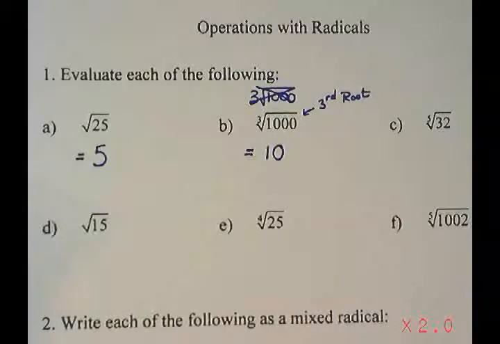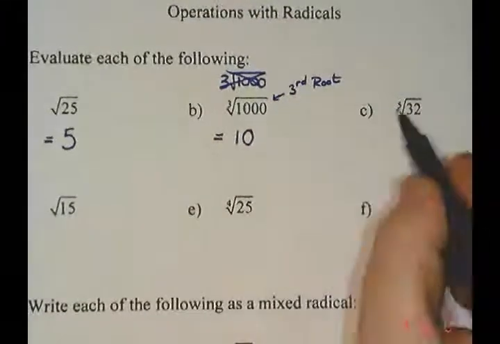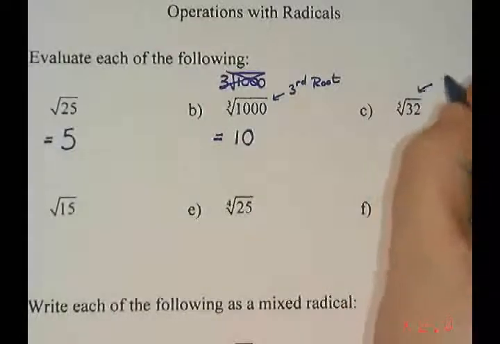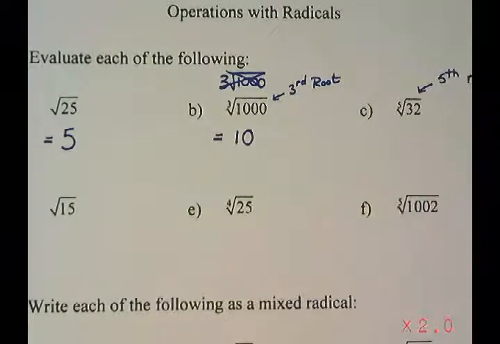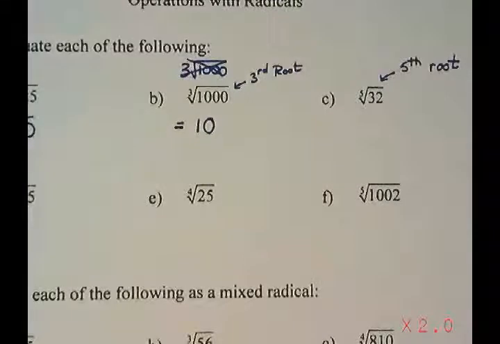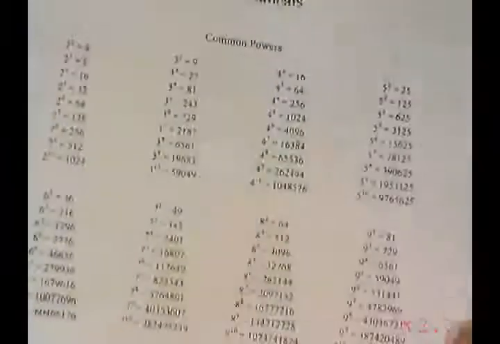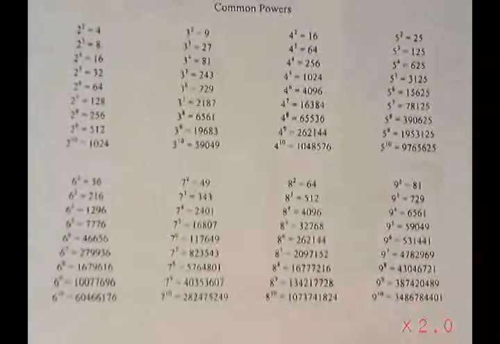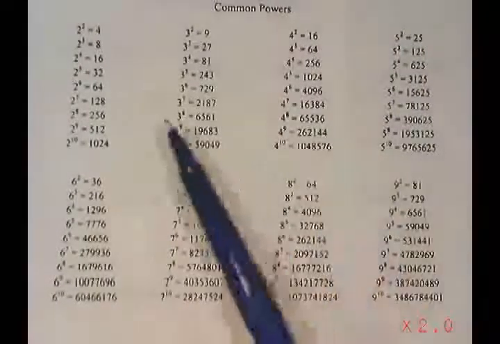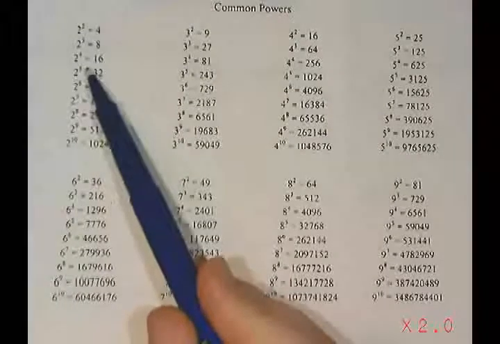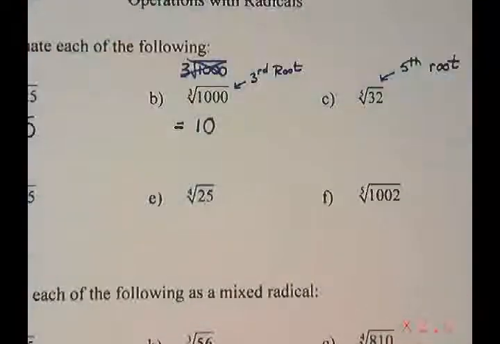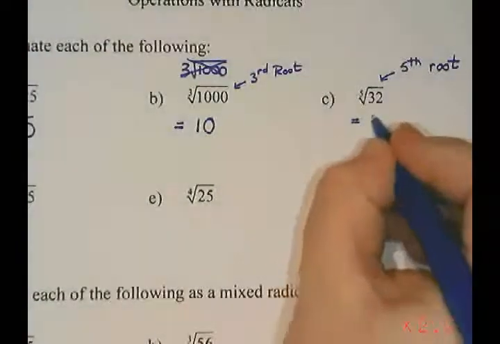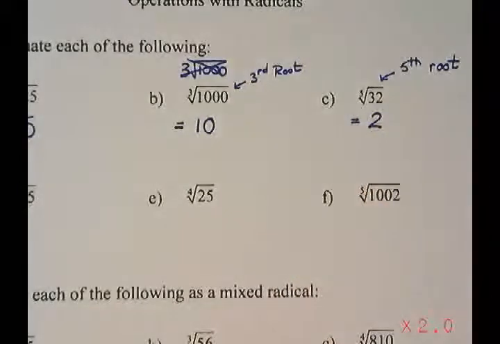We're going to try part C. We have a little 5 in there, so that would be the 5th root of 32. So we're looking for what to the power of 5 equals 32. So I'm going to take my power sheet, and I'm going to look at the powers of 5, and I'm going to see if I can find one that equals 32. And I have here that 2 to the power of 5 equals 32. So the 5th root of 32 is going to equal 2, because 2 to the power of 5 equals 32.